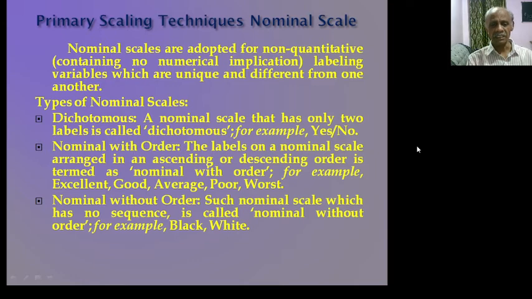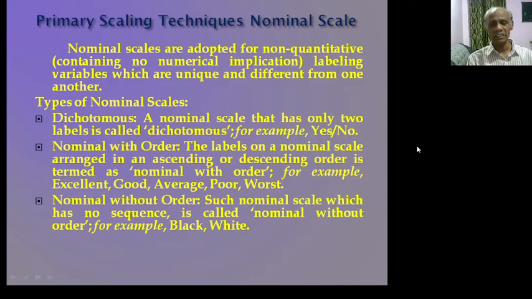It may start with excellent and end with worst, or start with worst and end with excellent, either in ascending or descending order. Such scales are called nominal scales with order. Now the third one, nominal scales without order.